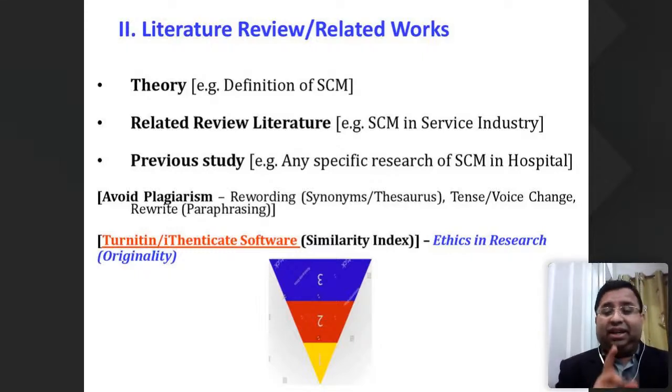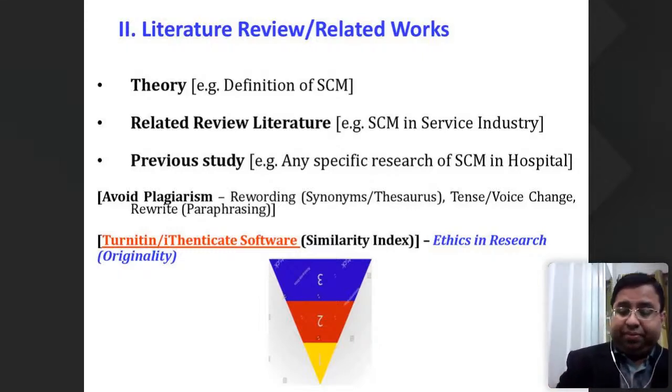Okay, so this is the literature review. I just remind you again: theory, related literature, and then previous study. By this, you have to show why you are doing this research, so the audience can understand what the significance of our research is.